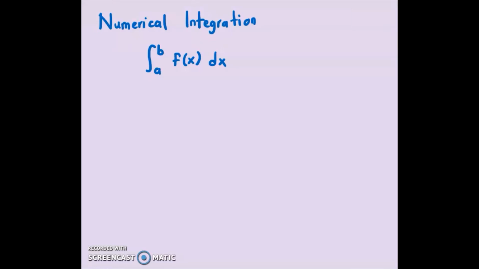Okay, so we know that the solution to this analytically is given by the integral of f(x) equals big F(b) minus F(a). Now this integral tells you the area under the curve.